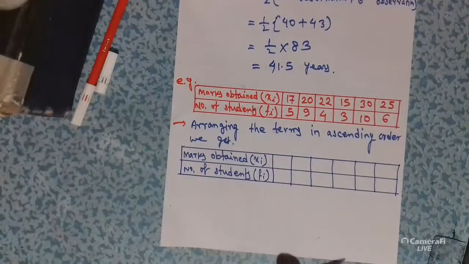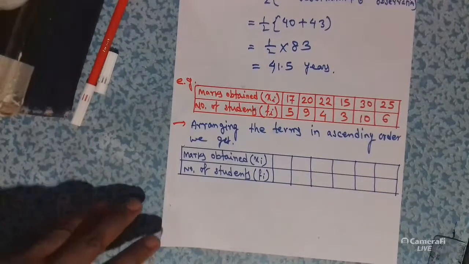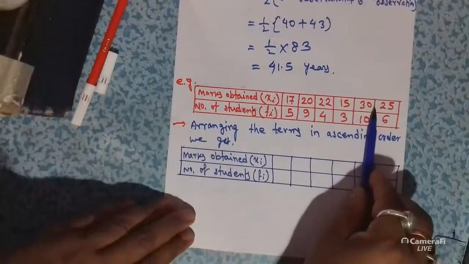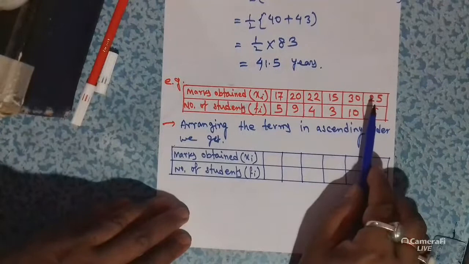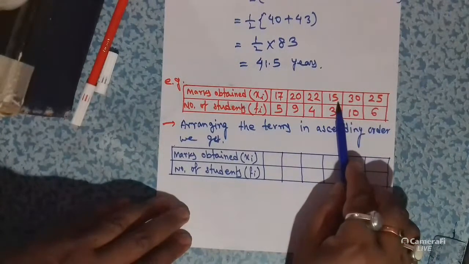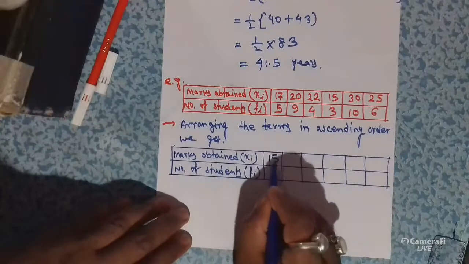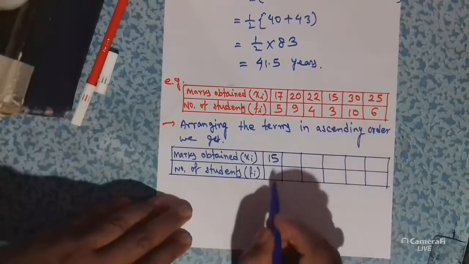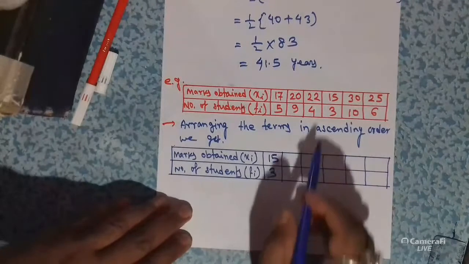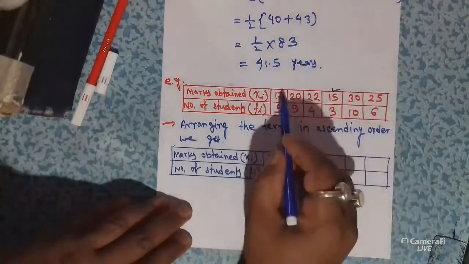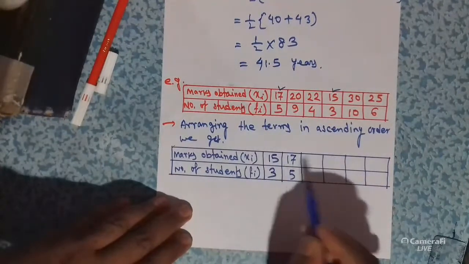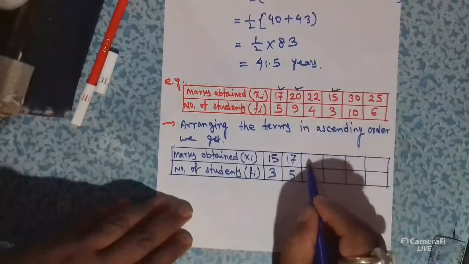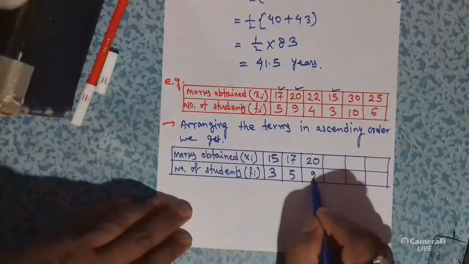So you must see the smallest one, but you must see the marks obtained. Okay, so here which is the smallest one? Here 15 is the smallest one. So at first you must write 15 and its frequency is 3, and then the smallest is 17 and its frequency is 5. After this 20 is the smallest, its frequency is 9.